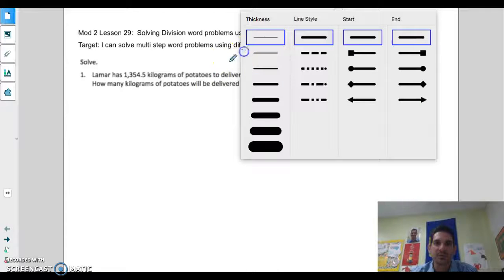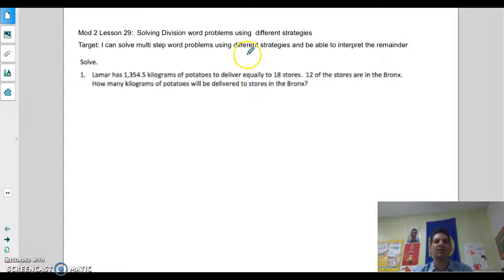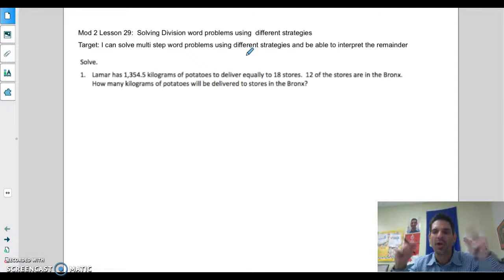Hey guys, lesson 29, last lesson of the mod. I think this is one of the larger ones that we have. I think mod 4 has like 32 lessons, so that'll be, I think it's 33 actually, but you know what, don't quote me on it.